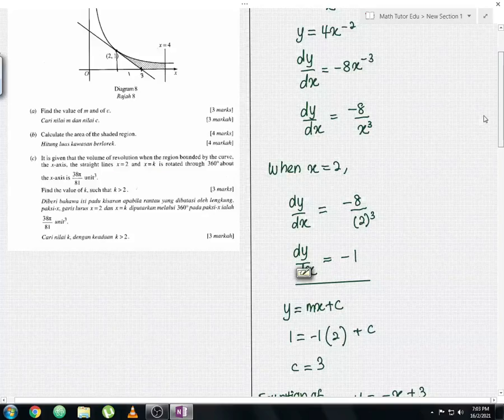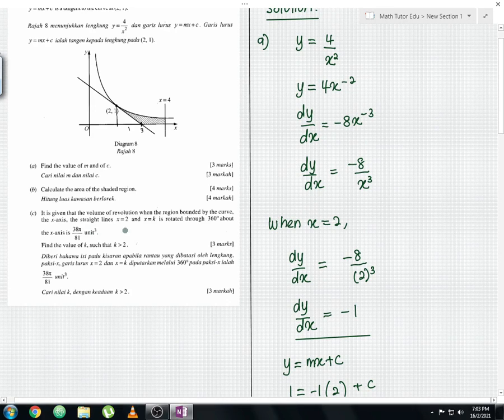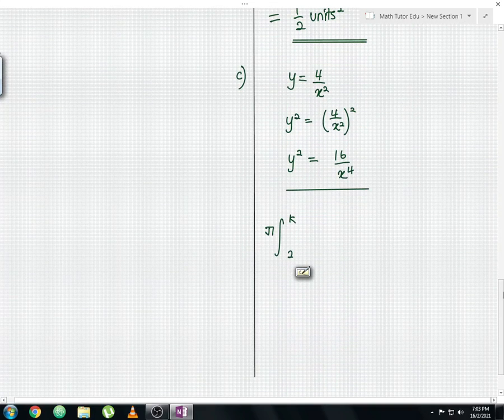Look at the question again. The straight lines y equals 2 and x equals k is rotated through 360 degrees about the x-axis. They already mentioned in the question, guys. And then the condition is also mentioned that your k is more than 2. I hope you are clear about this. And then from here, y squared is 16 over x to the power of 4, with respect to dx, equals 38 over 81 pi.